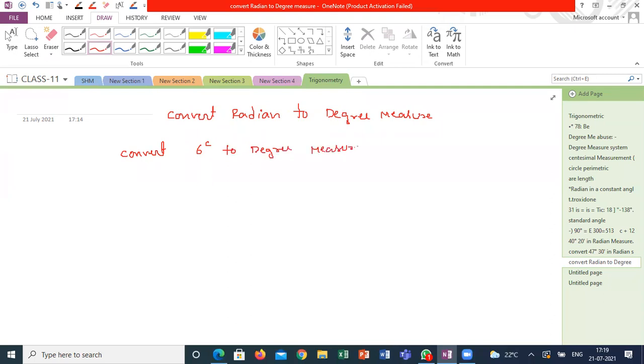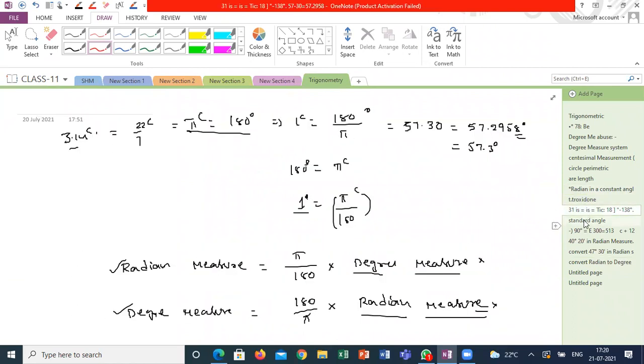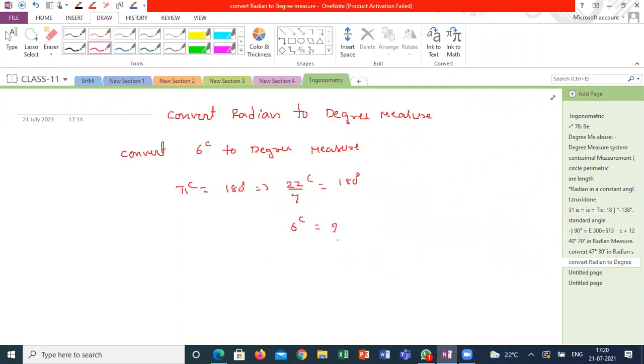So what is the formula we are using for conversion now? If you are unable to remember exactly how many degrees 1 radian is equal to, because it is some kind of fraction, it is 57.29 degrees. We know pi radians is equal to 180 degrees. Then 6 radians is equal to how much? What is the formula we are having, guys? Degree measure is equal to 180 by pi into radian measure.